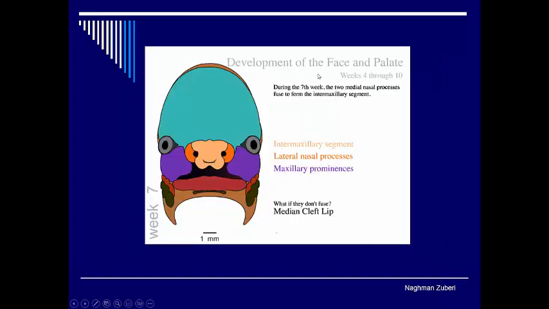Then development of the face and palate we are discussing. During the 7th week, the two medial nasal processes fuse to form the intermaxillary segment. What if they don't fuse? Then we are going to have a median cleft lip. Here, using these colors, we can identify the intermaxillary segment, lateral nasal processes, and the maxillary prominences.